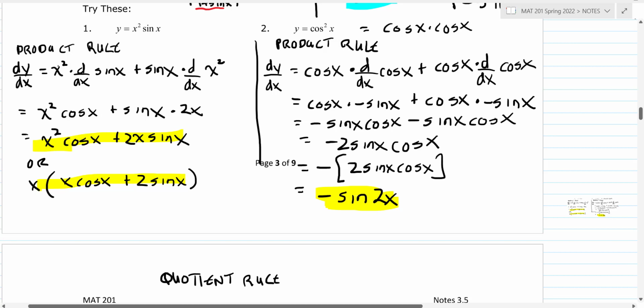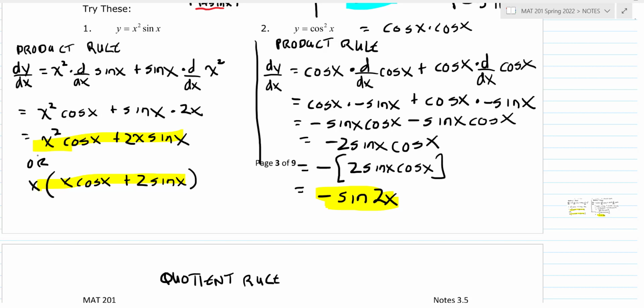Then when I bring the x squared down, the derivative of sine is cosine. Bring the sine down, the derivative of x squared is 2x. And really there isn't anything else you can do with this. I usually like to write things in front of the sine, so I write it this way. You could factor an x out, but you don't have to. So either of those answers is acceptable.